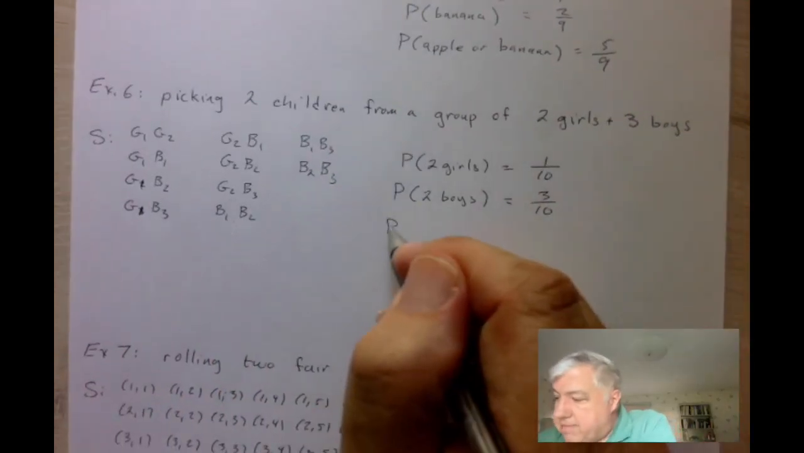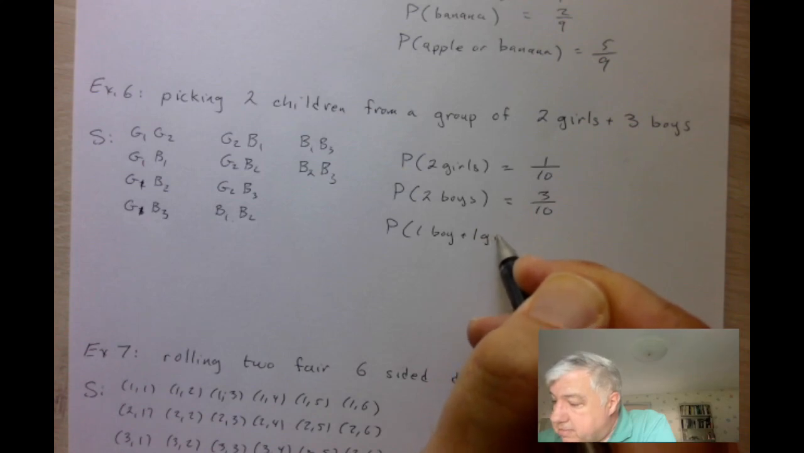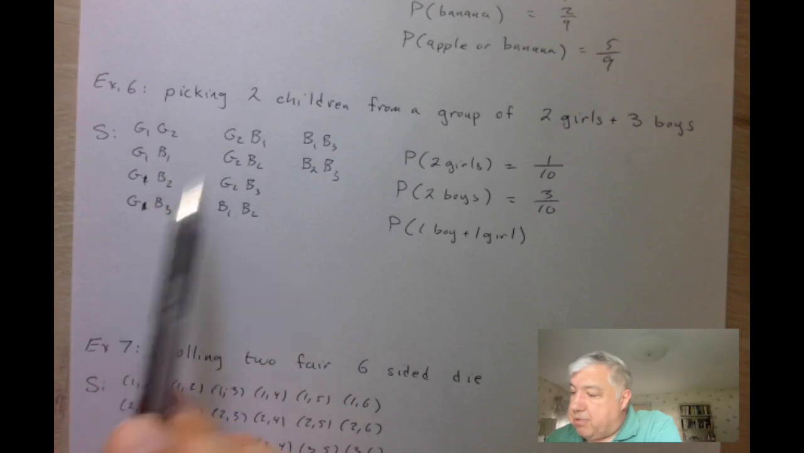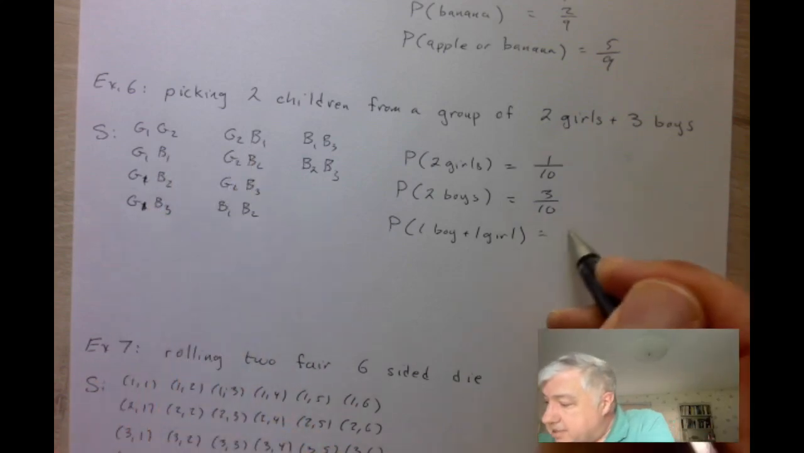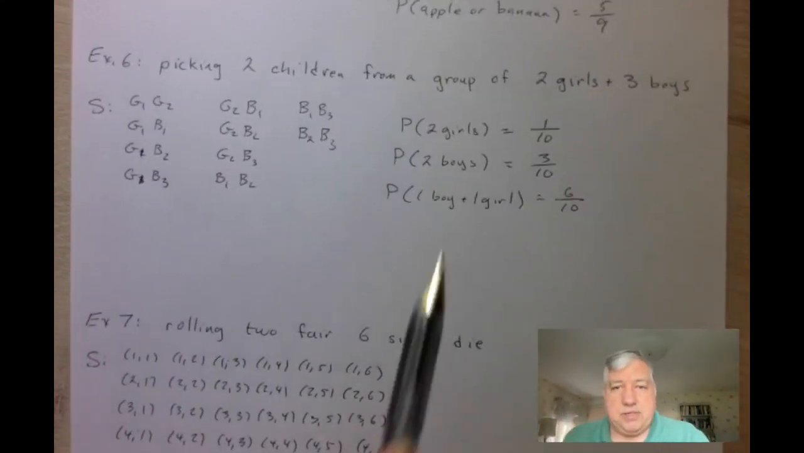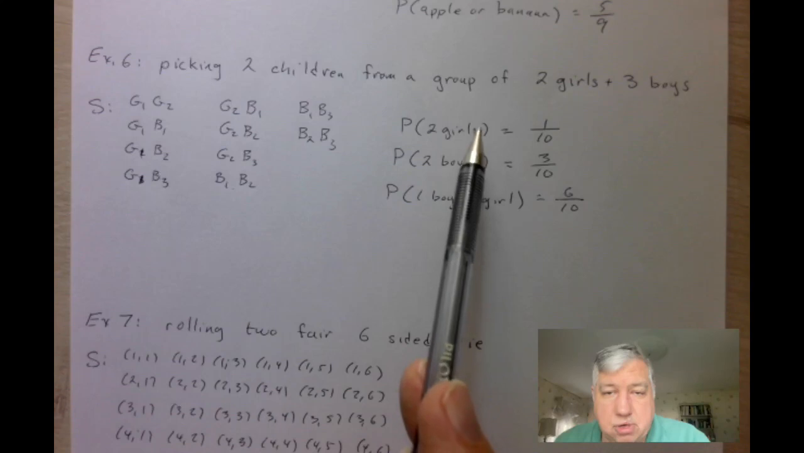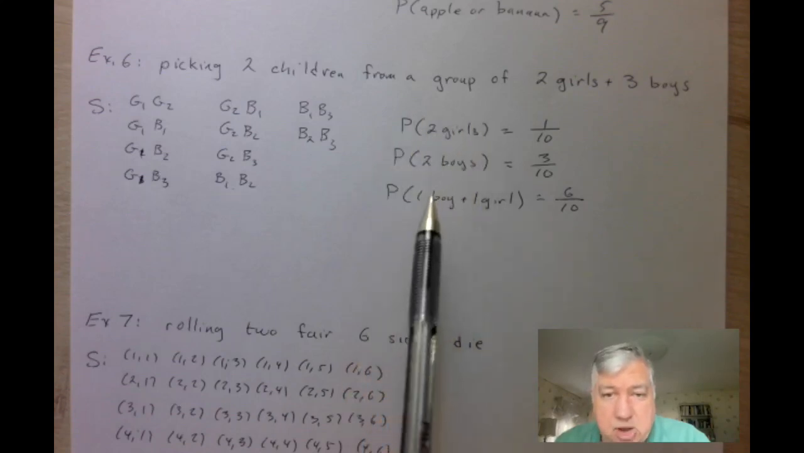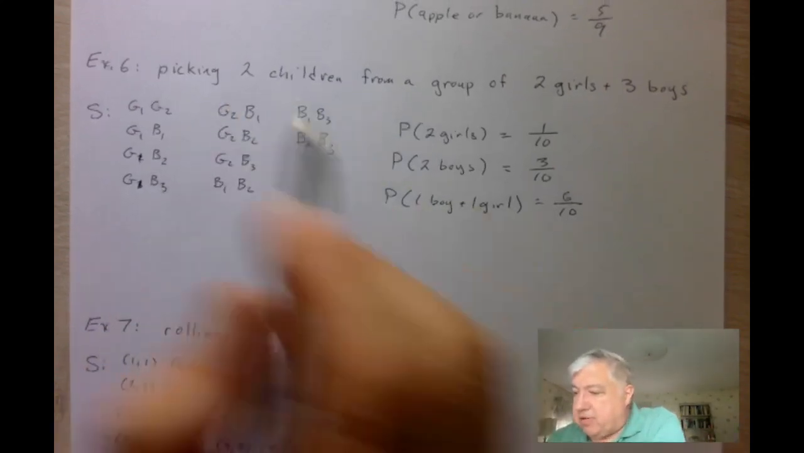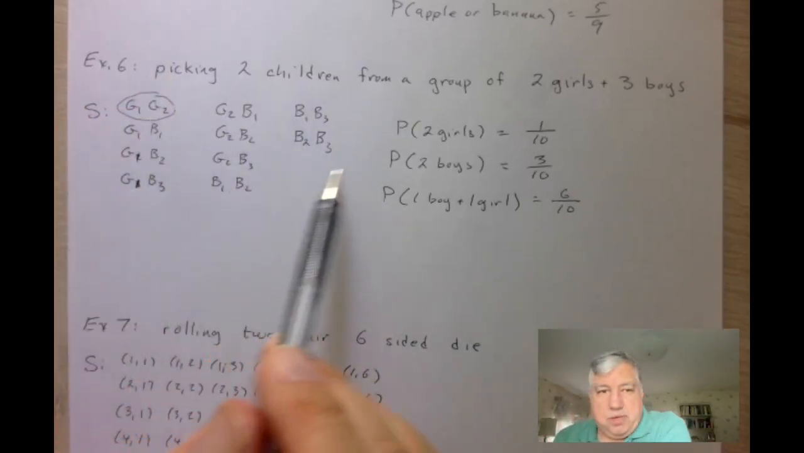Okay, and if we want to talk about the probability of 1 boy and 1 girl, well, it'd be 1, 2, 3, 4, 5, 6. So that would be 6 out of 10, right? And by the way, the complement of 2 girls would not be 2 boys. The complement of 2 girls would be 2 boys or a boy and a girl. For example, if we wanted to talk about the complement of this event, the complement would be all these other things.